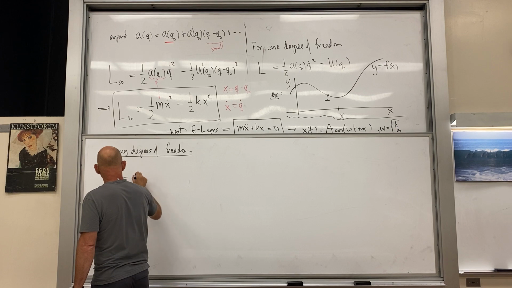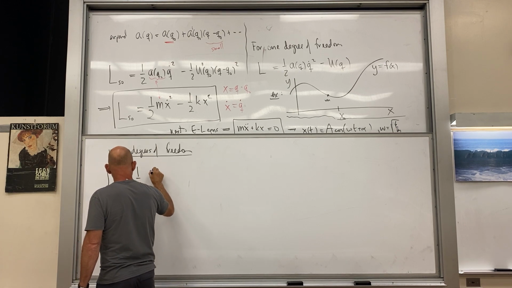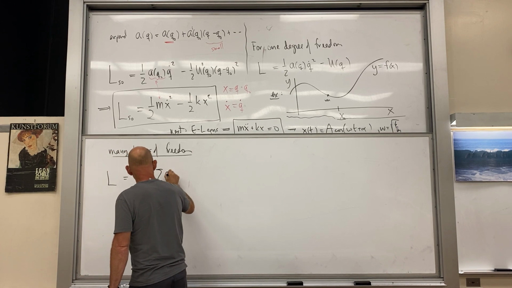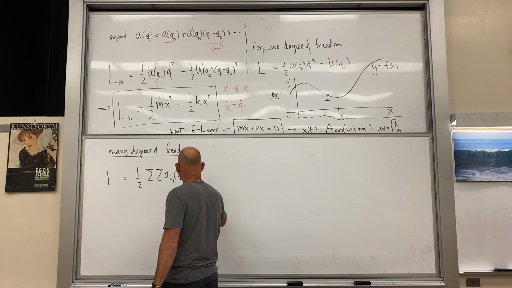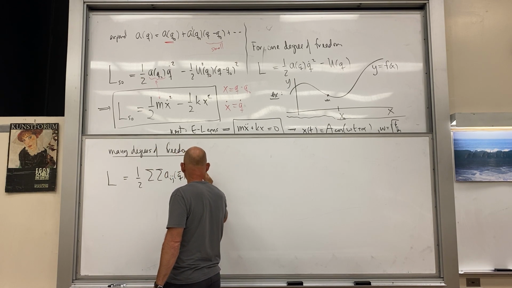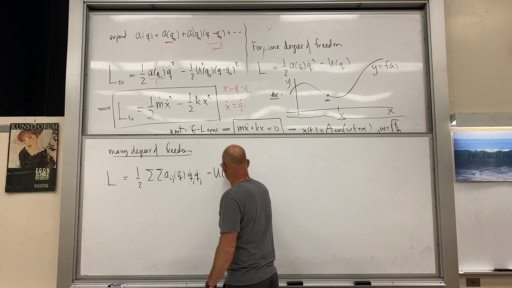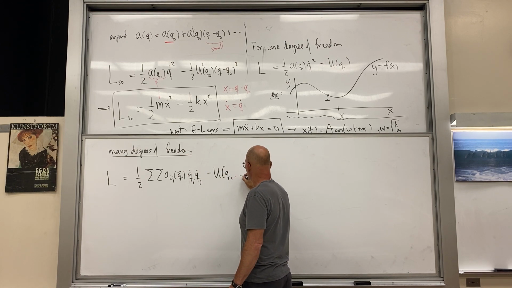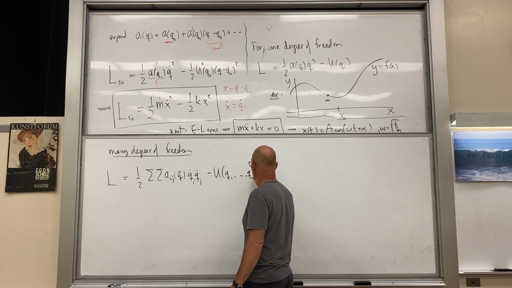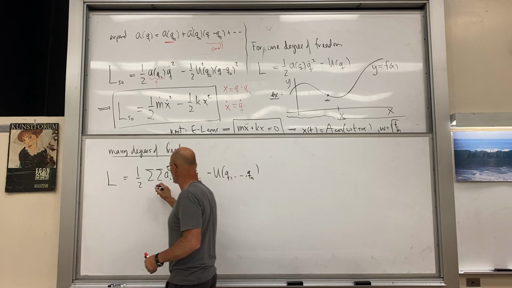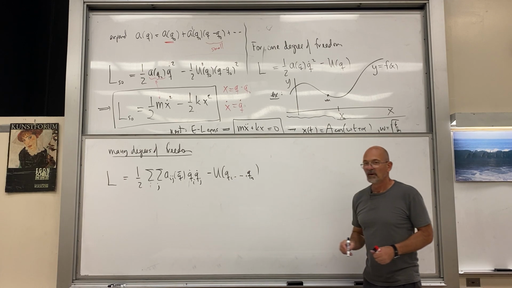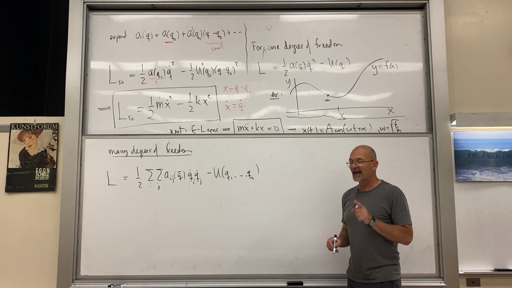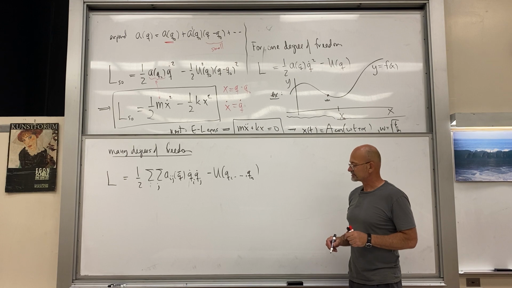So we have 1/2 double sum A_ij(q) q_i dot q_j dot minus U(q1 to qn). Write them all out, i and j. So this is a mechanical system, and we're going to look at it near equilibrium again.